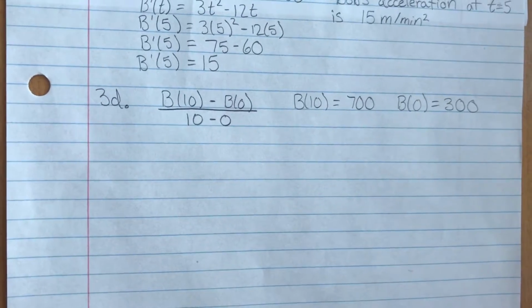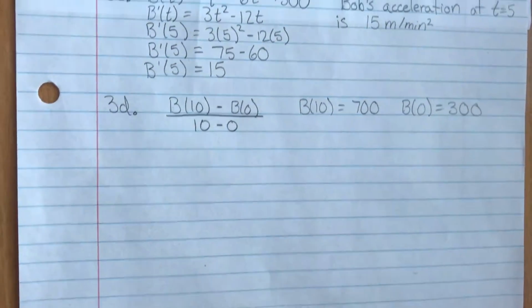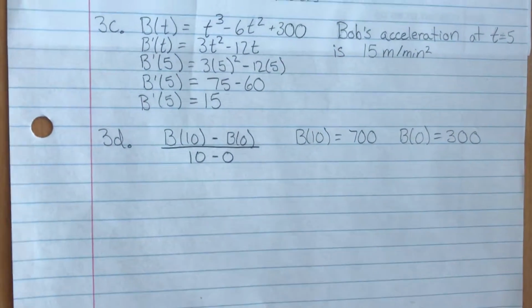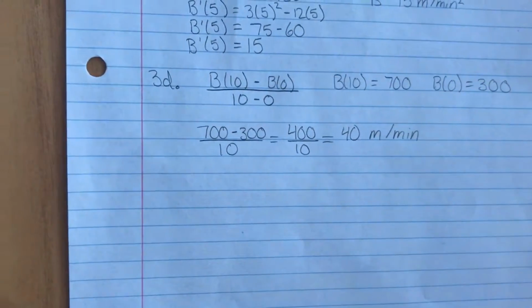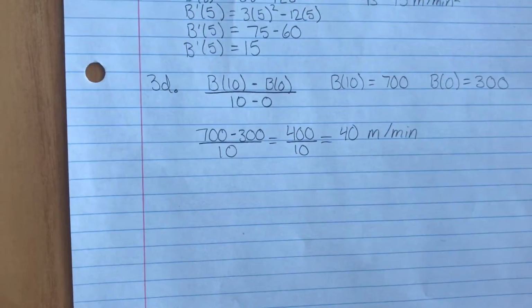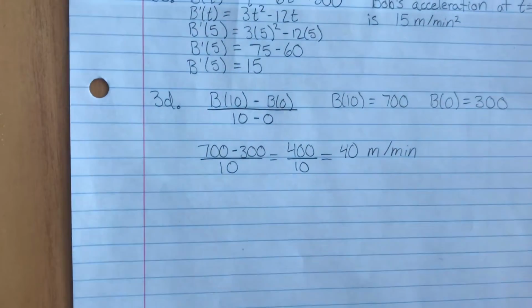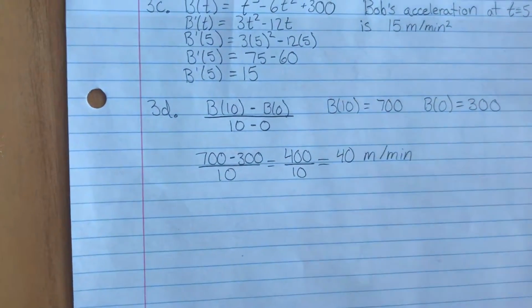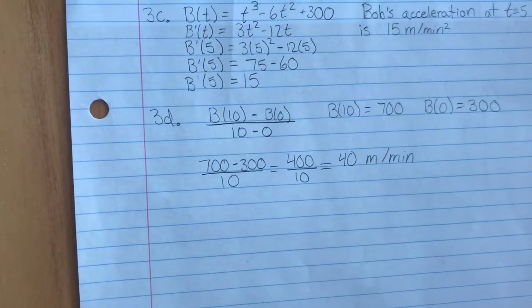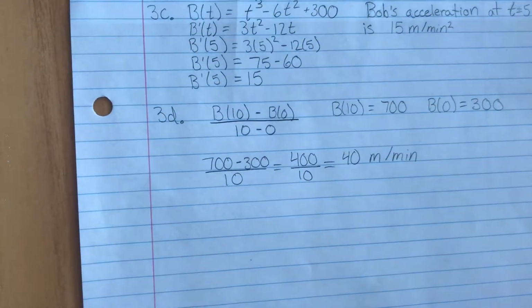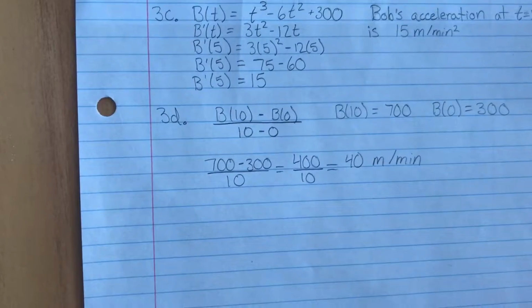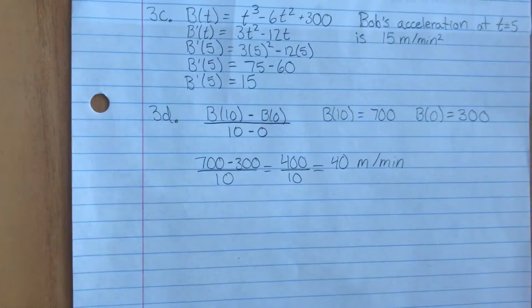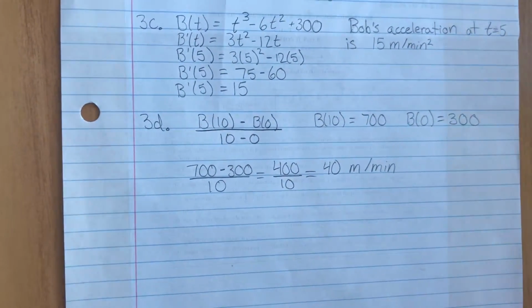From b(t), we know that b(10) equals 700 and b(0) equals 300. So now you plug 700 and 300 into the equation, and you get 700 minus 300 over 10 equals 400 over 10, which simplifies to 40. So Bob's average velocity during the interval from 0 to 10 is 40 meters per minute.